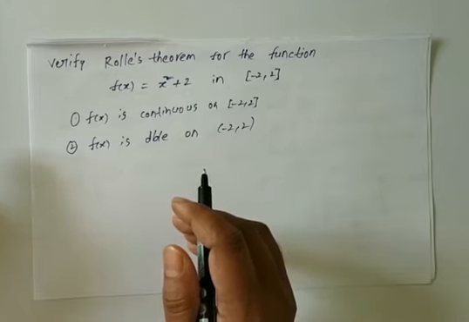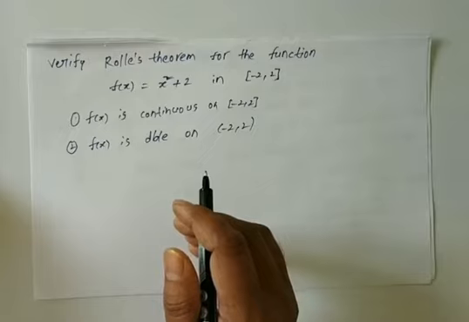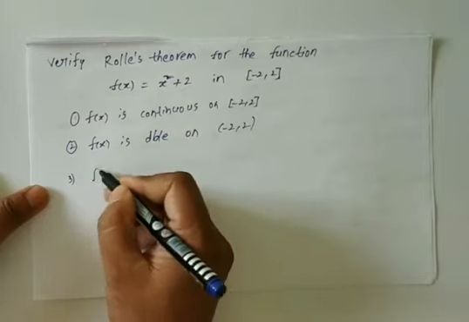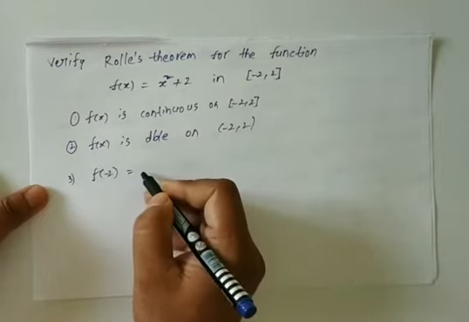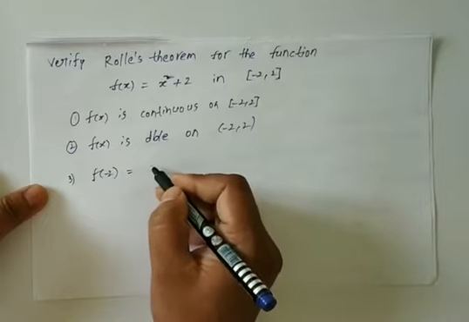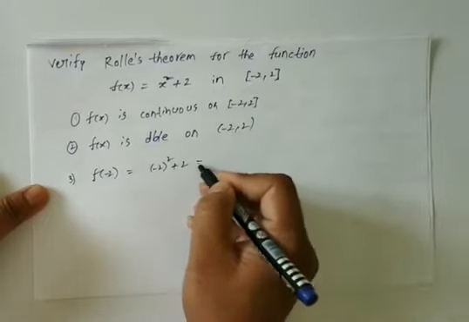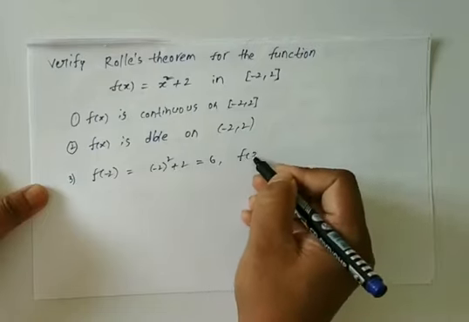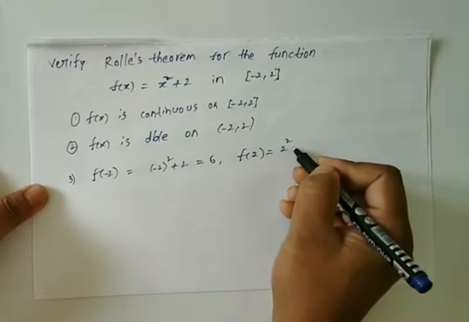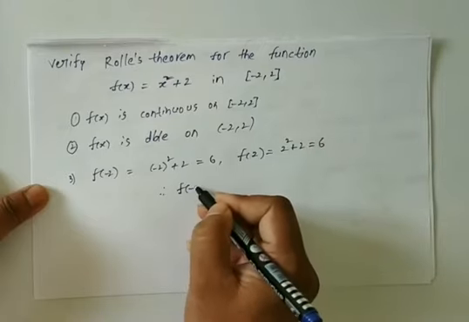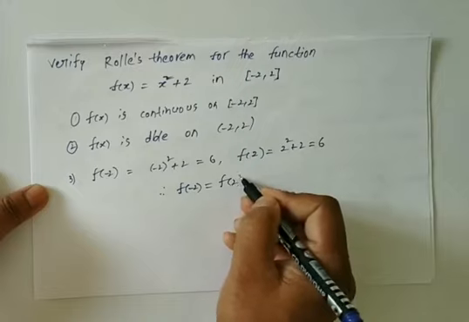Now we need to check the third condition. So first we have to find f of minus 2. For finding f of minus 2, you just have to substitute x is equal to minus 2 in the given function. F of minus 2 is minus 2 whole square plus 2, which is 4 plus 2, 6. Similarly, we have to find f of 2. F of 2 is 2 square plus 2, which is 6. Therefore, f of minus 2 is equal to f of 2.